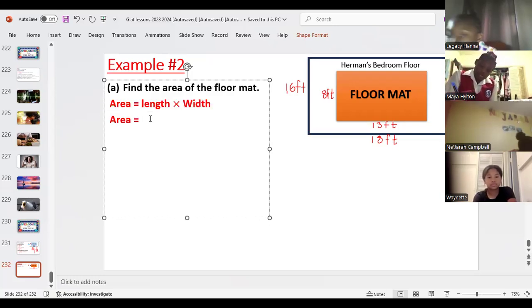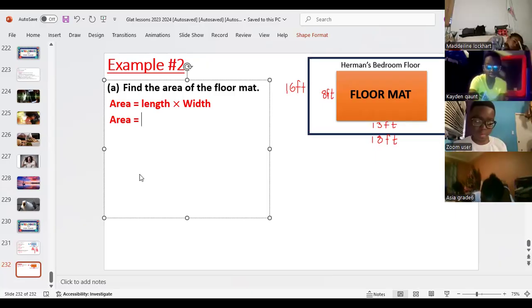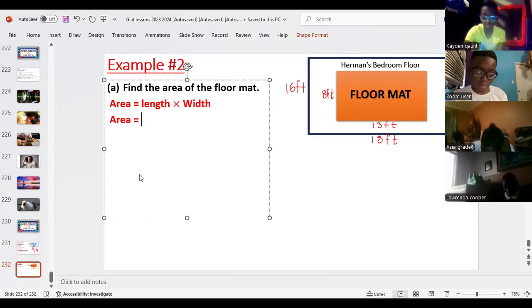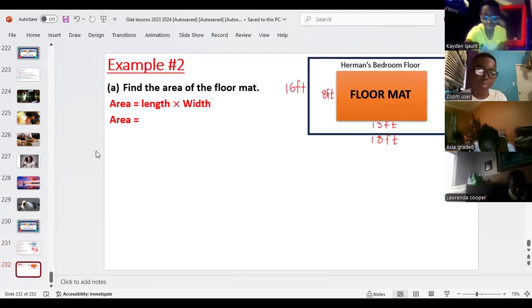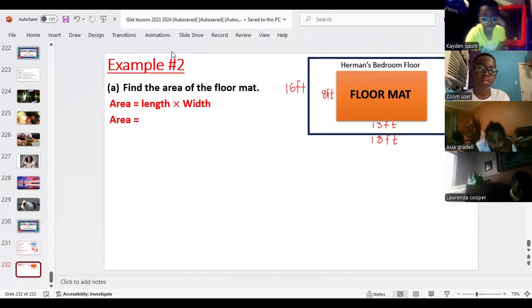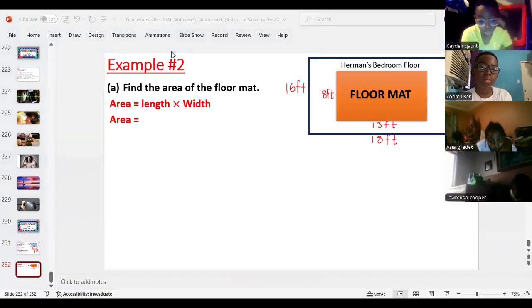So what's the length of this thing? The length would be 8. No, oh, 13. What's the length? 13. Yes, 13. One second.